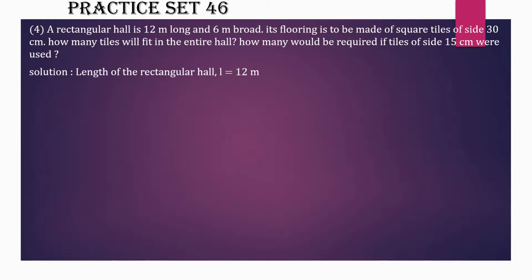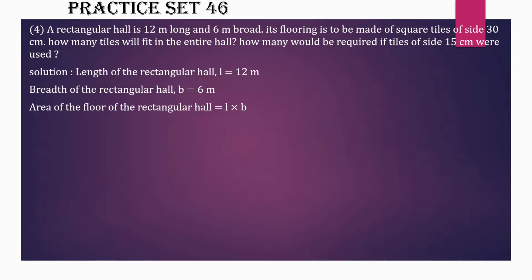Solution. Length of the rectangular hall L is given as 12 meters. Breadth of the rectangular hall B is equal to 6 meters. Area of the floor of the rectangular hall is equal to L into B, that is length into breadth, which is equal to 12 into 6. 12 into 6 is 72 meters square. So the area of the floor of the rectangular hall of length 12 meters and breadth 6 meters is 72 meters square.